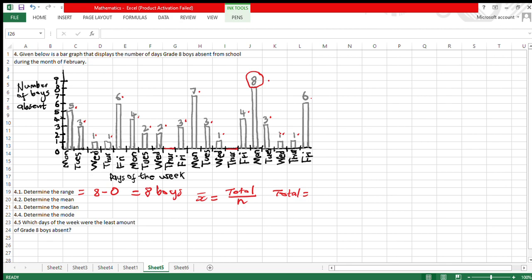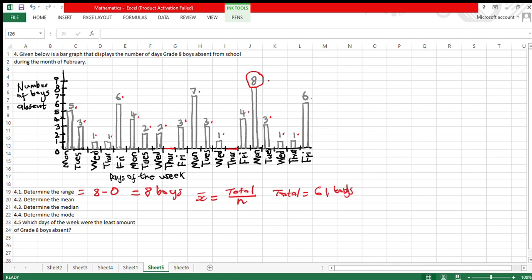Is that correct? Let me just verify that. So it's 5 plus 3 plus 1 plus 1 plus 6 plus 4 plus 2 plus 2 again plus 3 plus 7 plus 3 plus 1 plus 4 plus 8 plus 3 plus 1 plus 1 plus 6. Yeah, seems we're correct. So the total is 61 boys.